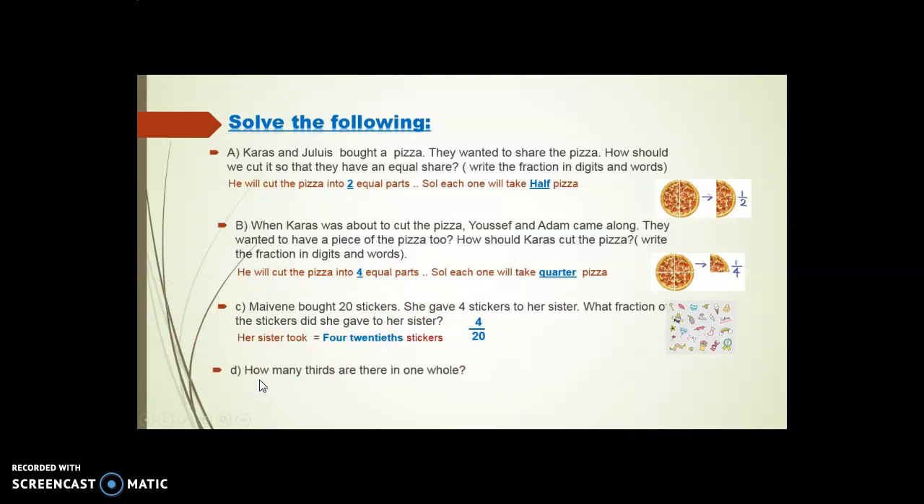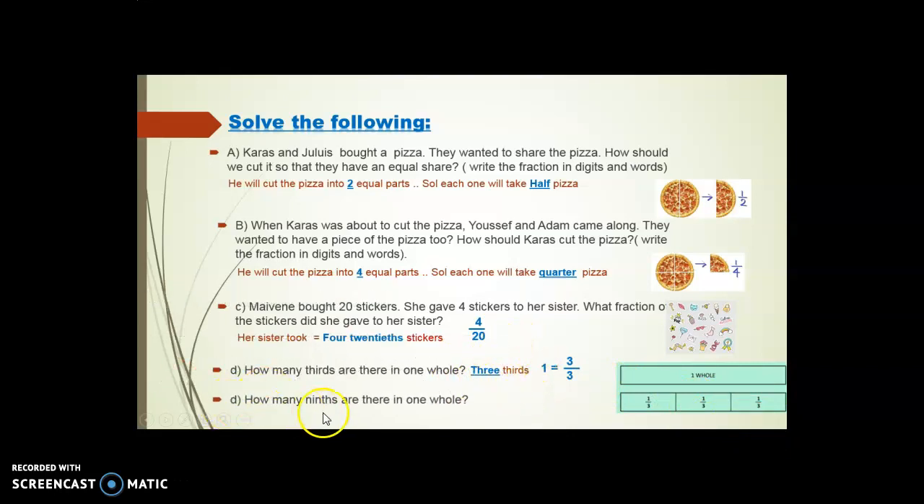How many thirds are there in one whole? 3 thirds. Why? If I have one whole, I will divide it into 3 equal parts, so I have 3/3. How many ninths are there in one whole? 9 ninths. Thank you.